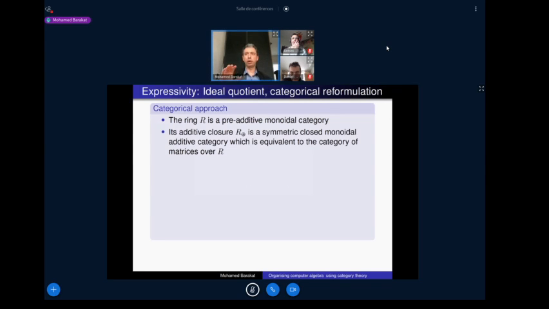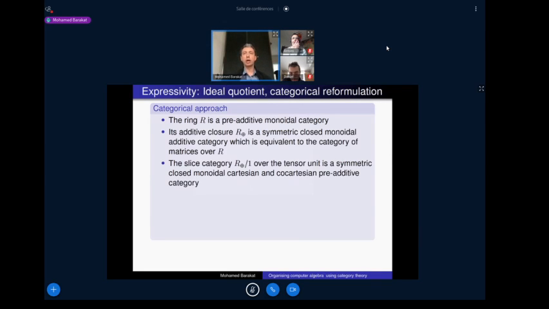But now we don't take the Freyd closure. We don't take the abelian closure. We somehow, in this tower, we diverge. We go in a different direction. So where do we go? Now we take the slice category over the tensor unit of this monoidal category. And this is a symmetric closed monoidal Cartesian and co-Cartesian pre-additive category.